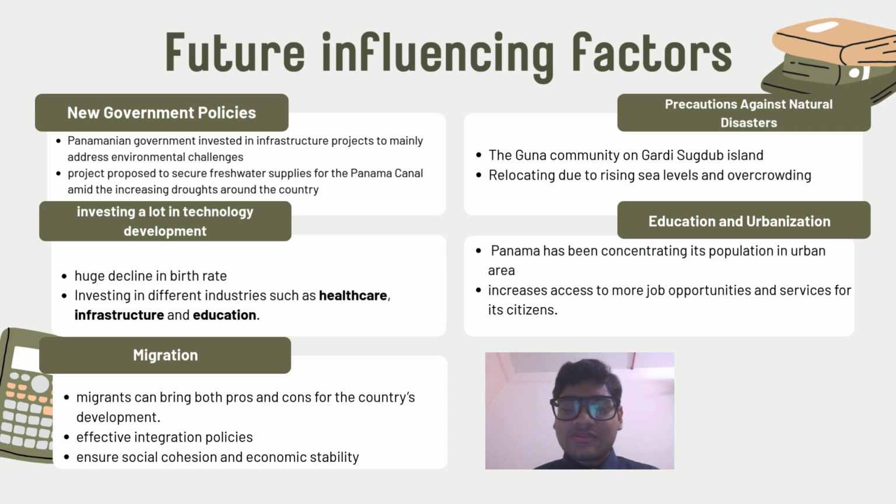Next, the Panamanian government also proposed for the Guna community on Gadisugdu Island to be Latin America's first organized climate migrants, relocating due to rising sea levels and overcrowding. This project would affect approximately 38,000 residents.